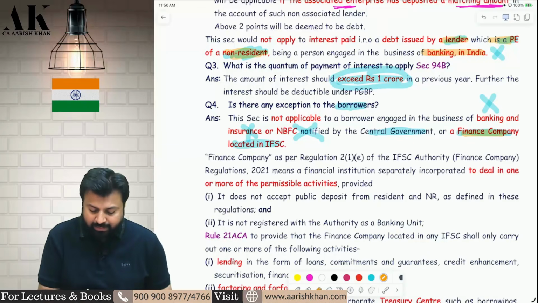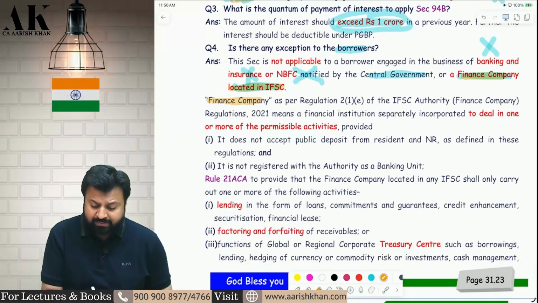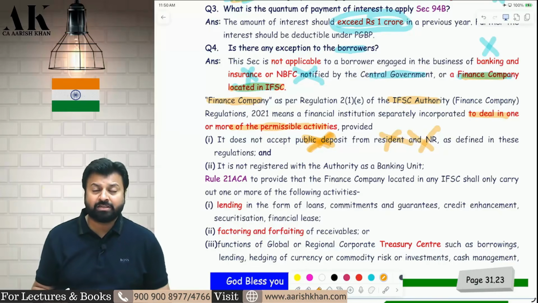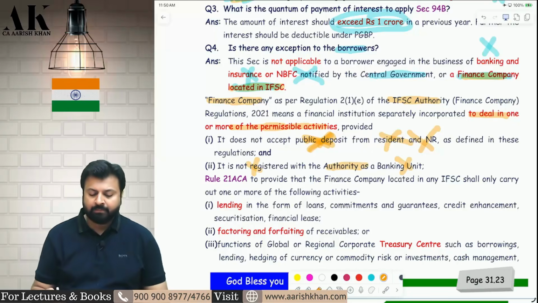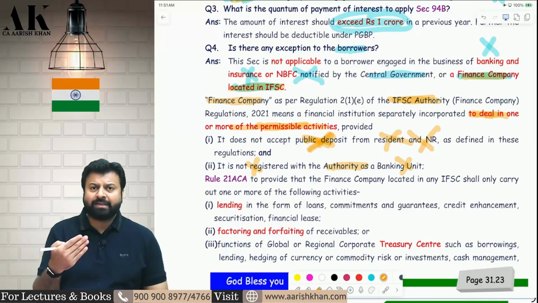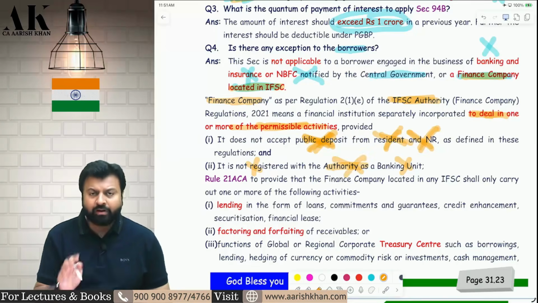Now, for a finance company located in IFSC, there is a detailed discussion which is given over here. Who can be called a finance company located in IFSC? It will be a finance company as per the IFSC Authority Act, which deals in one or more permissible activities, and they do not accept public deposits from residents and non-residents. They do not take money from the public. They take money from institutional investors, big investors, not from the public. And they are not registered as a banking unit. So a finance company is a company which is as per the IFSC Act. They deal in one or more permissible activities. Which are those permissible activities, I will see now.